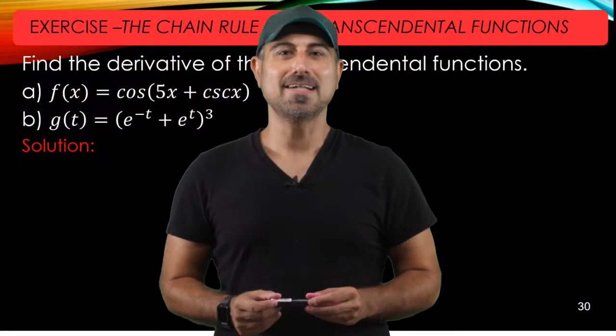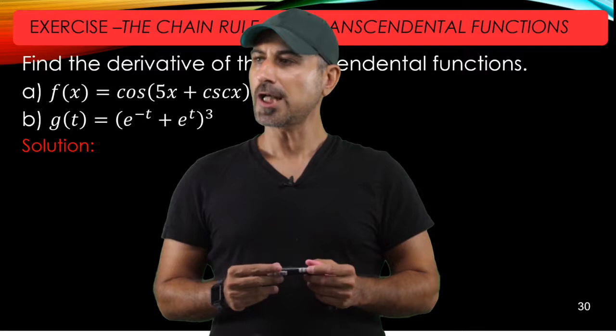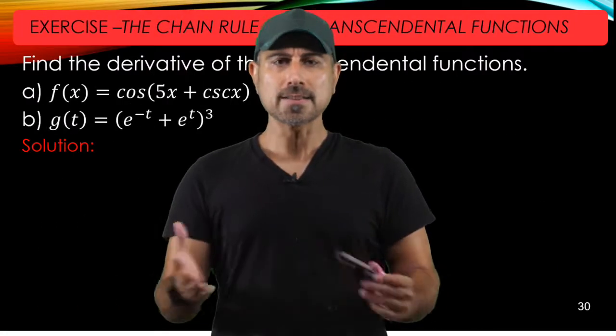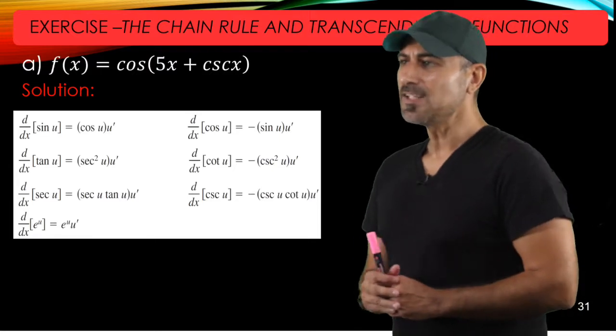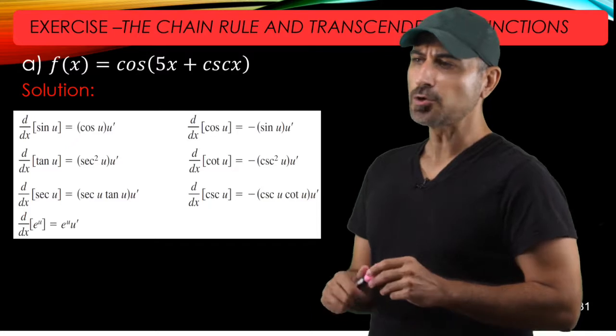Hello, welcome back. In this video, we're going to go through an exercise. We're going to use the chain rule for taking the derivatives of transcendental functions. And let's start. For part A, the function is given as cosine of 5x plus cosecant x.